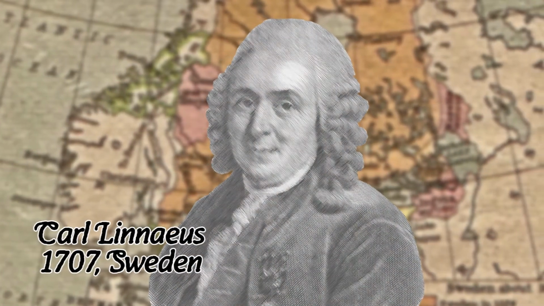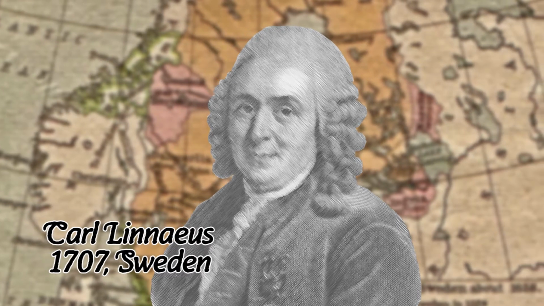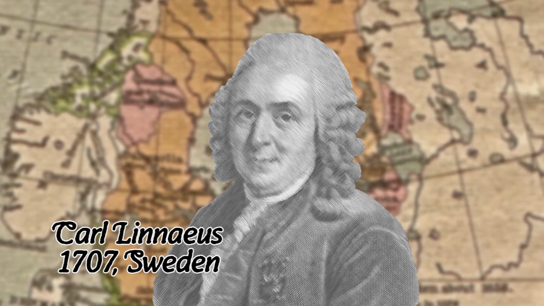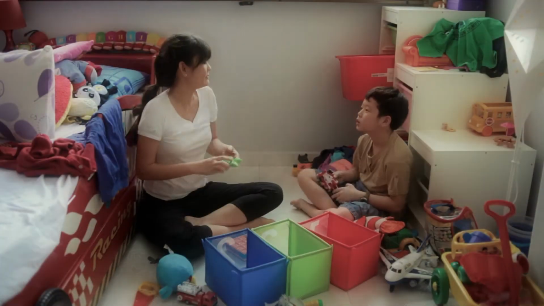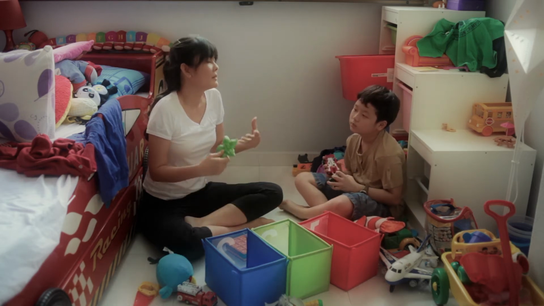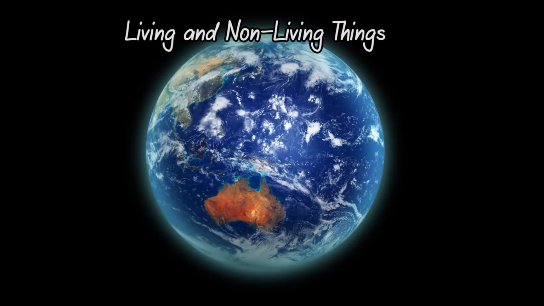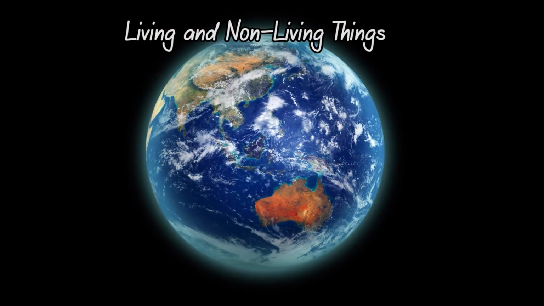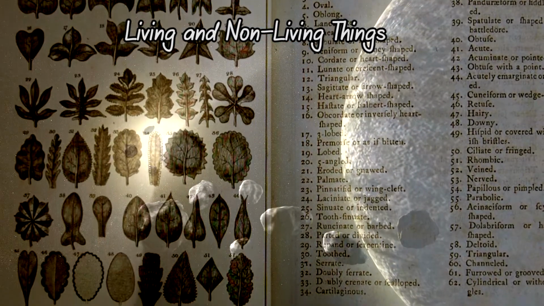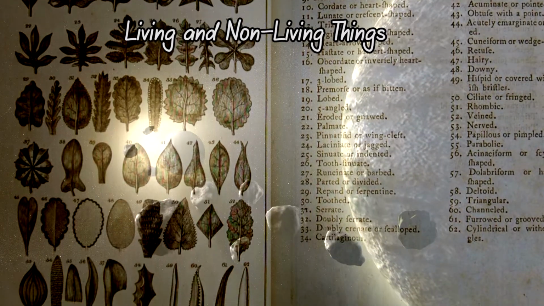Carl Linnaeus was a very well-known scientist born a long time ago in Sweden. He was so good at grouping things that his way of grouping is still being used today. Why is grouping of things so important? You see, there are millions of living and non-living things around us. To help us better study and understand the diversity of things, we can group them based on their similarities and differences. When we group things, we're classifying them into different groups.